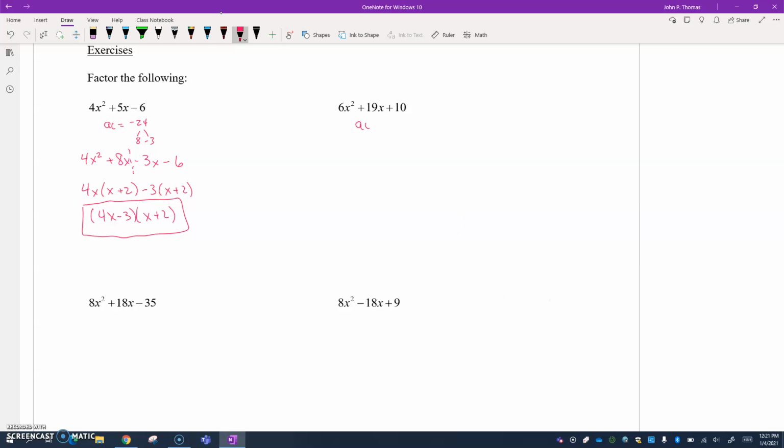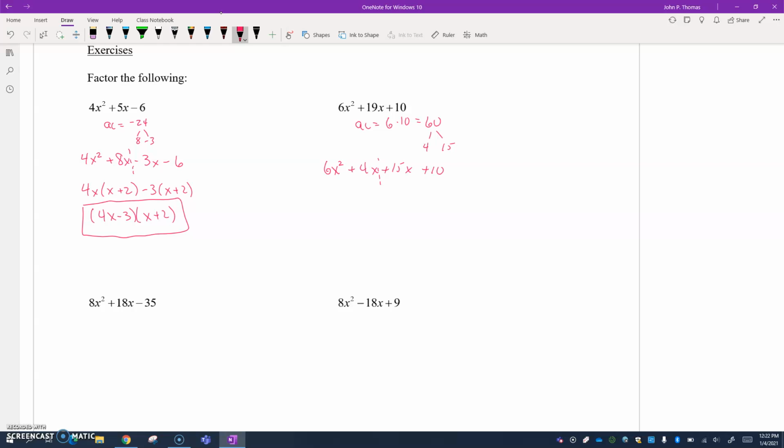All right, I've got AC is 6 times 10, which is 60. I need to multiply to 60 and add to 19. So I've got a 4 and a 15, because 4 plus 15 is 19, and 4 times 15 is 60. So now I'm going to split the middle term, so I've got 6x squared plus 4x plus 15x plus 10.